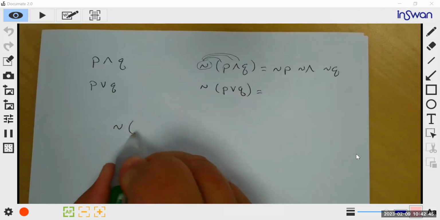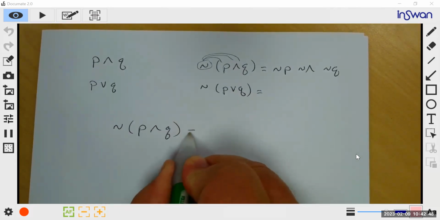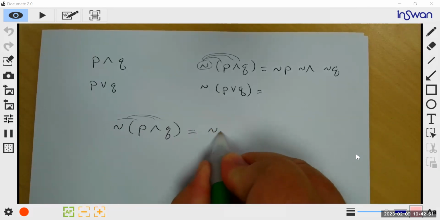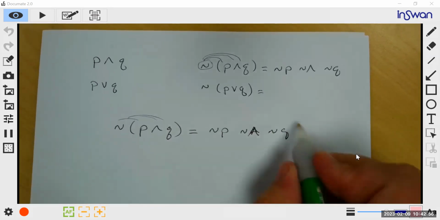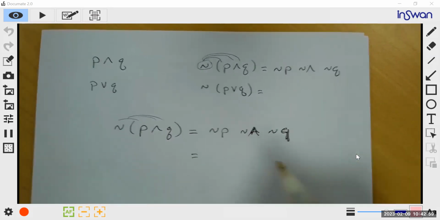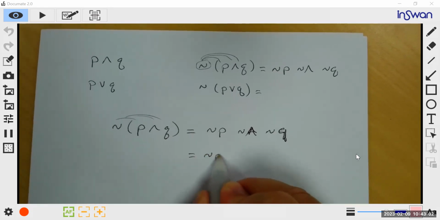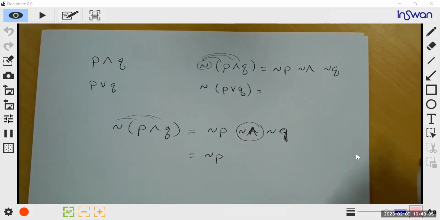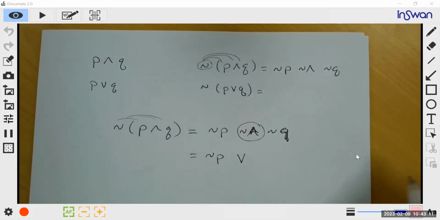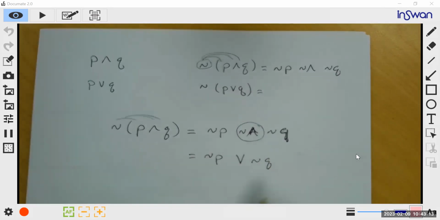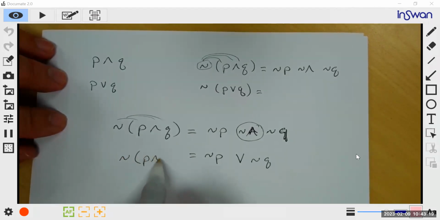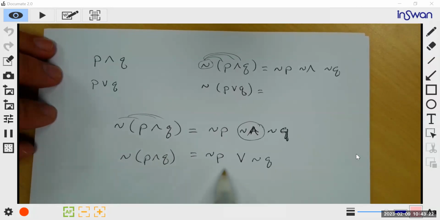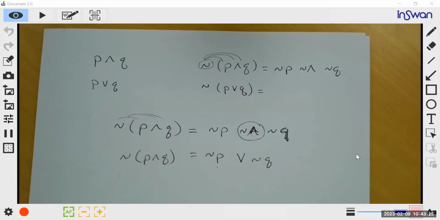So let's do that one first. Not (P and Q). So it's not P, not N, not Q. Okay, not P is just not P. What is not and? What's the opposite of and? Or. So there's the answer. The negation of an and statement is a negation of P and Q with an or in the middle.